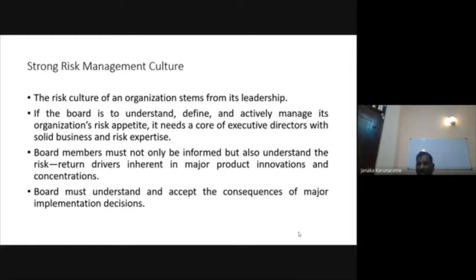So in that context, it's very important that the board understands the risk appetite of the organization and manages it properly. And to do so, there is a need for a core of the right people, the right talent of executive directors with solid business and risk expertise. Otherwise, if you have people with less understanding of the business and expertise, then of course there could be a lot of issues. Board members must not only be informed but also understand the risk return drivers inherent in major product innovations and concentration. Not only the executive directors but other board members must also have a basic understanding, especially of major product innovations and concentrations.